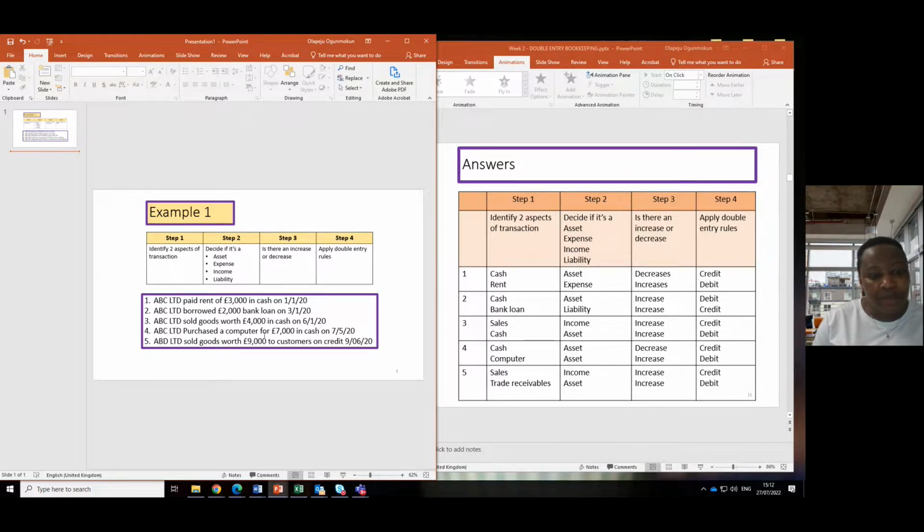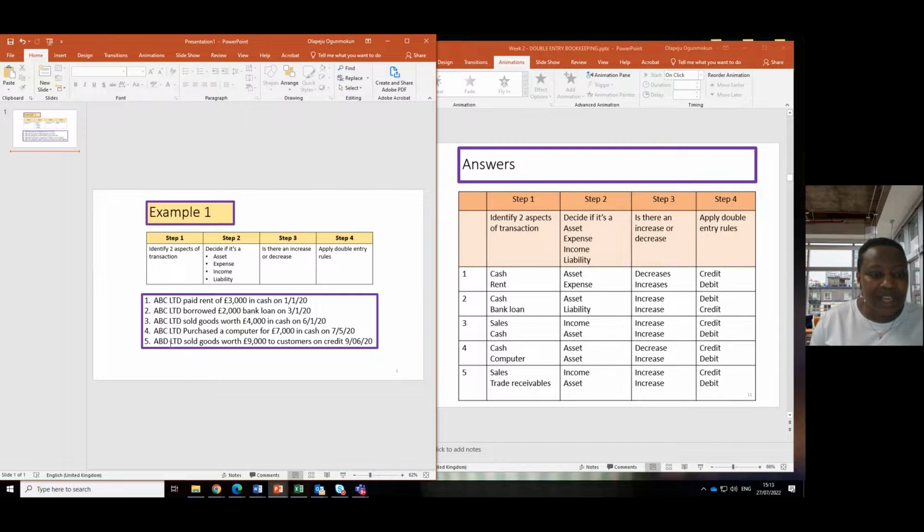The fourth one says ABC purchased a computer for 7,000 in cash. So now this is a cash purchase. So there's cash and there's a purchase of a computer. We know what has been purchased. So here we have computer. Because cash was paid in receipt of the computer, it means cash reduced. Now we have a computer. Both computer and cash are assets, right? But in this case, the cash asset has decreased, so we're going to credit. But the computer, which is an asset, has increased. Now we have a computer that we didn't have before. We're going to debit that.